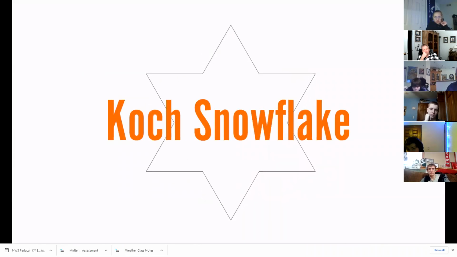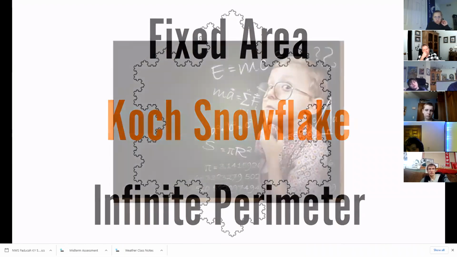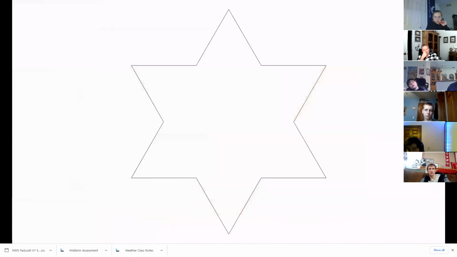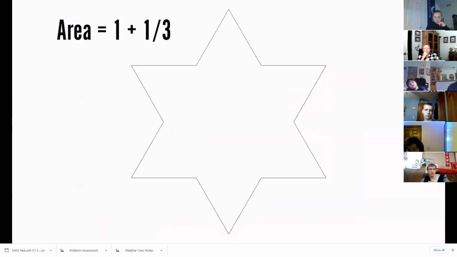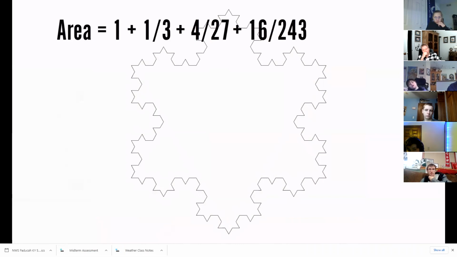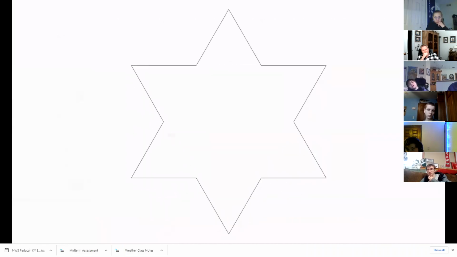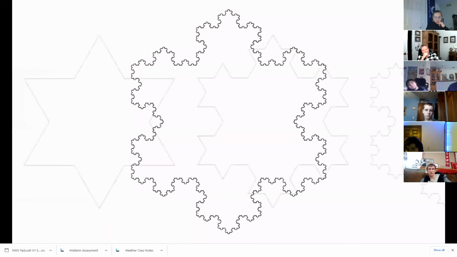And this snowflake is fascinating because although it has a fixed area, it has an infinite perimeter. So how can a shape like this mathematically exist? Well, as the number of generations increases, the area does increase, but less and less each time. At first, the area increases by 1/3 of the original, then 4/27ths, then 16 243rds, then 64 2187ths. You can see how the amount of area added with each successive generation is very quickly trending towards 0.